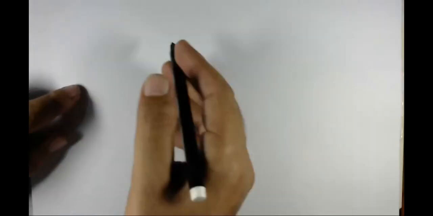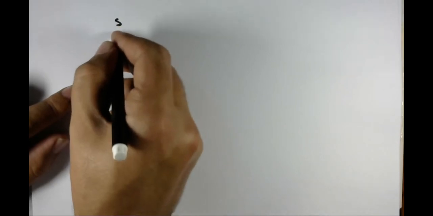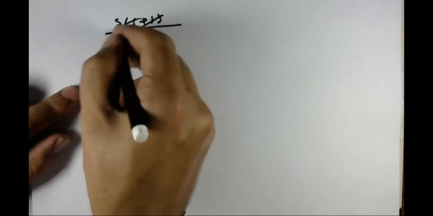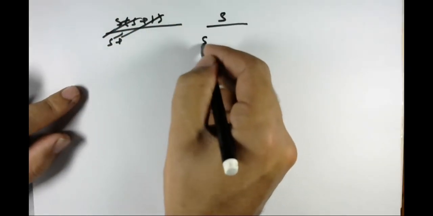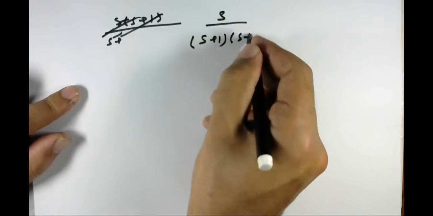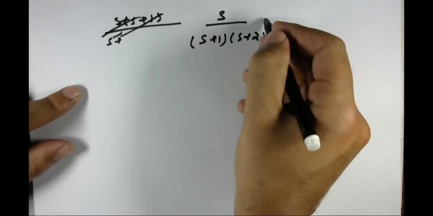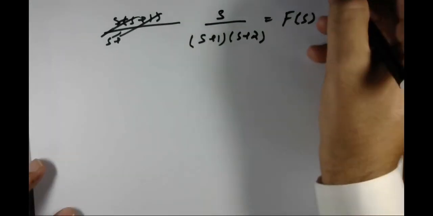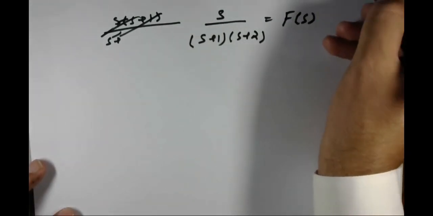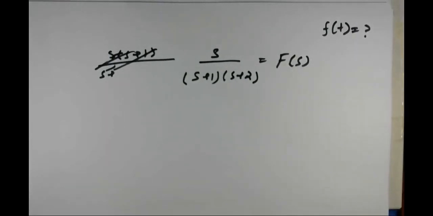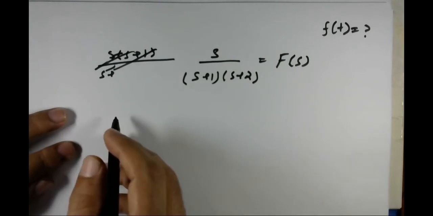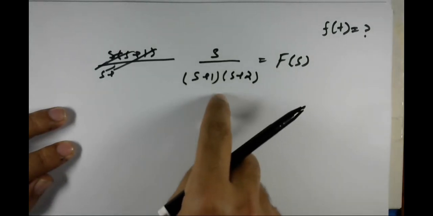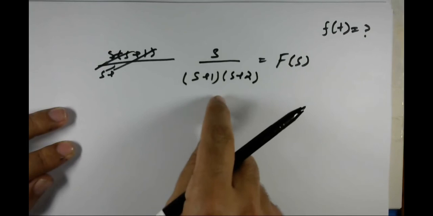Let's take a simple example. Say we are given F(s) equal to s by (s + 1)(s + 2), and what you need to find out is f(t). For f(t) we will need to use inverse Laplace, but before that we need to find out the partial fraction, and in a few minutes you will find out why I need partial fraction.